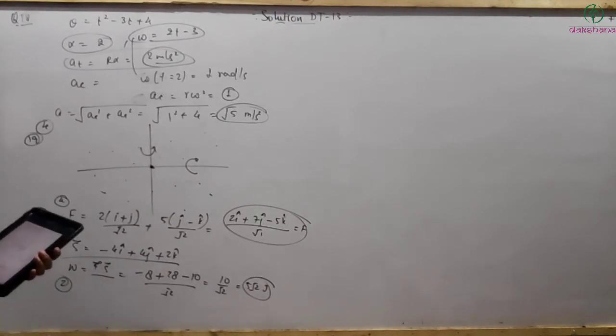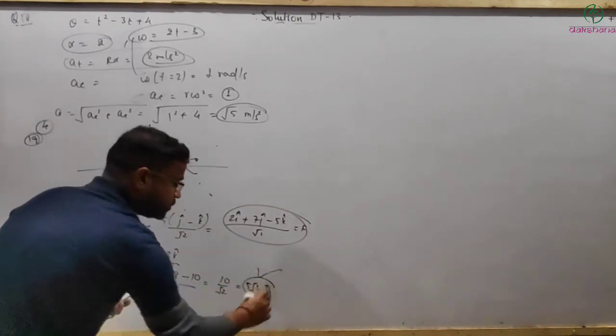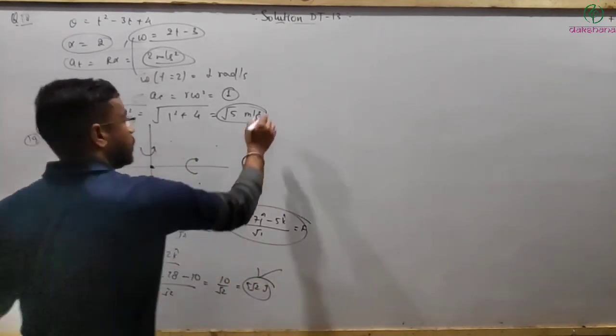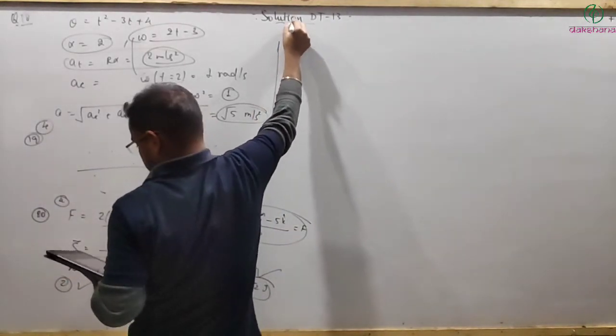Here the answer given is 1. That's not right, actually the answer will be 2. So work done will be 5 root 2, not 10 joule. So the answer will be 2. Next, question number 21.